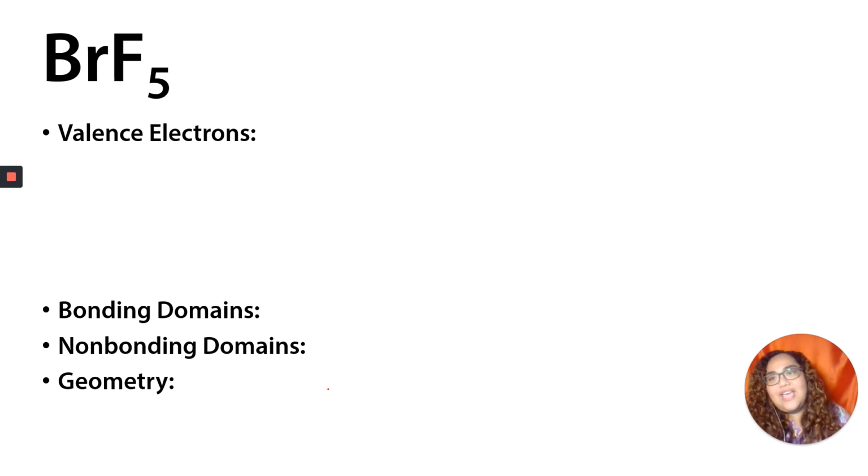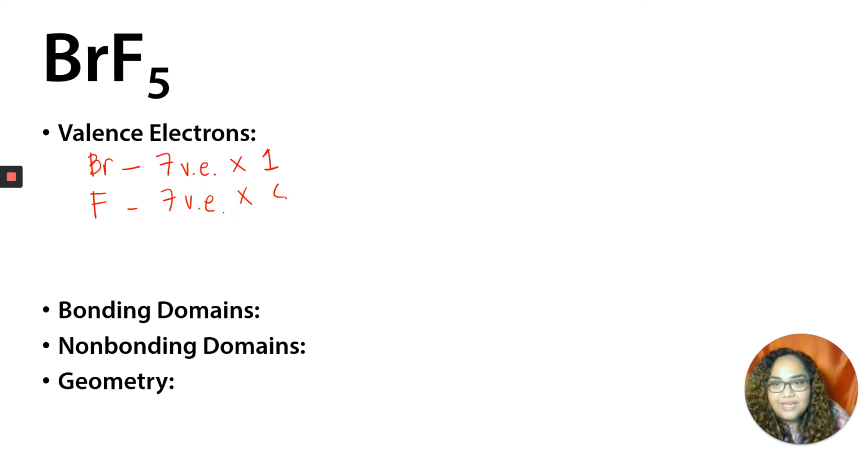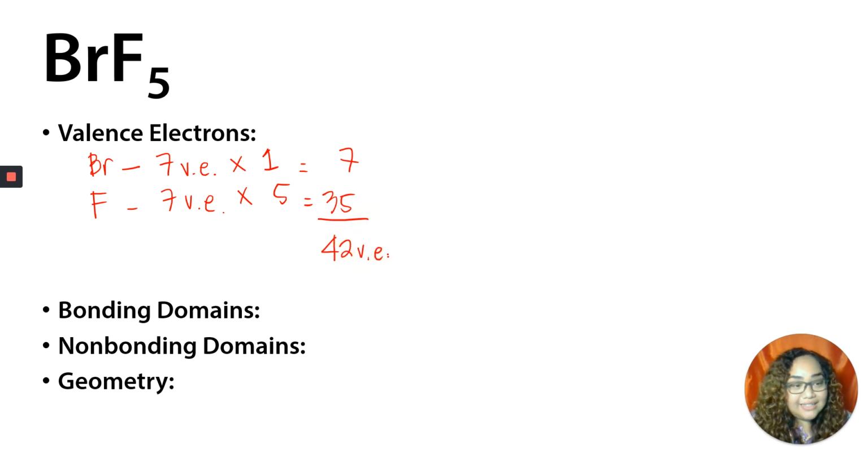Let's see. So we have bromine pentafluoride. So bromine would be in what group? It would be in the 7th group. So it has 7 valence electrons. And then you're going to multiply that by 1 because there's only 1 atom. And then fluorine will be also in group 7, and then multiply that by 5. Okay, 7 times 1, 7, 7 times 5, 35. So you'll get 42 valence electrons.